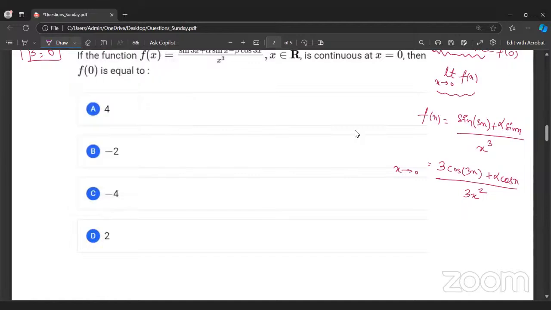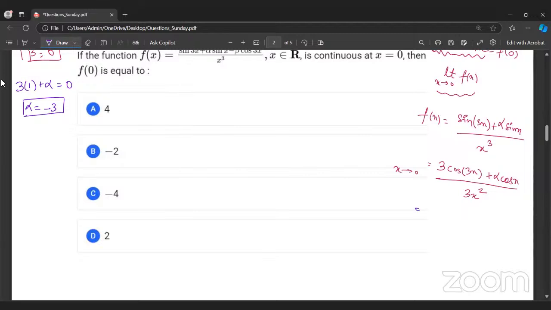So you substitute x as 0. When you substitute your x as 0, you get 3 cos of 0. Cos of 0 is 1. Plus alpha is equal to 0. So what is your value of alpha? See over here, 3 into 1 is 3, plus alpha, so alpha will be minus 3. Alpha is minus 3. Great work.